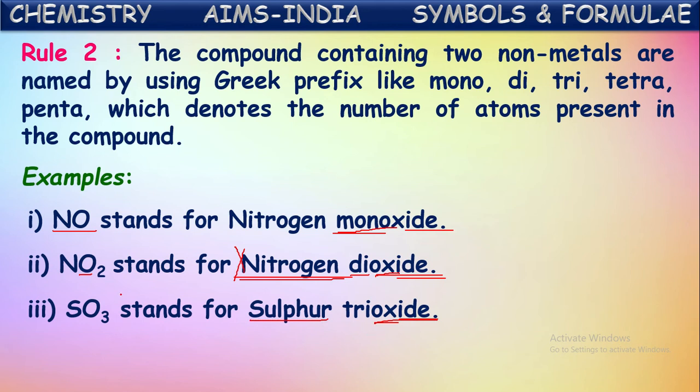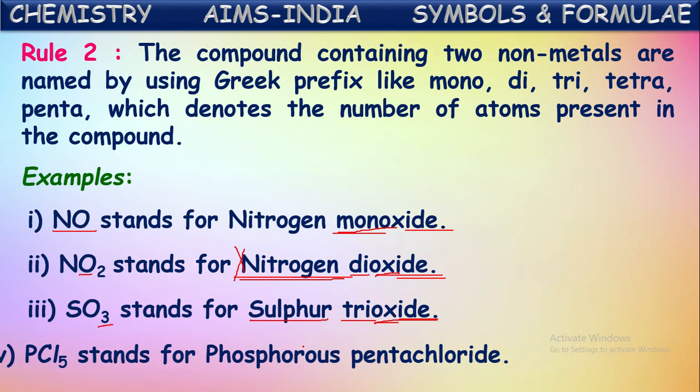But we have to mention the number of atoms of oxygen in the compound. There are three oxygen atoms, so it is mentioned with the prefix tri. Now we can say its name as sulfur trioxide. Okay, one more compound we can see.